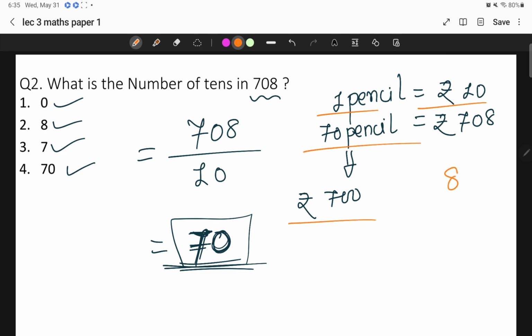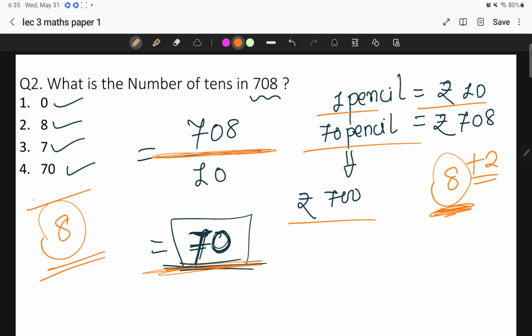Now you have 8 rupees left with you. You cannot buy a pencil at 8 rupees; you need 2 rupees more to buy one more pencil, right? So these 8 rupees are going to be with you only. This is how we have calculated the answer: if I have to buy pencils out of 708 rupees, where each pencil costs 10 rupees, I am left after buying 70 pencils with 8 rupees. Still I have 8 rupees with me.